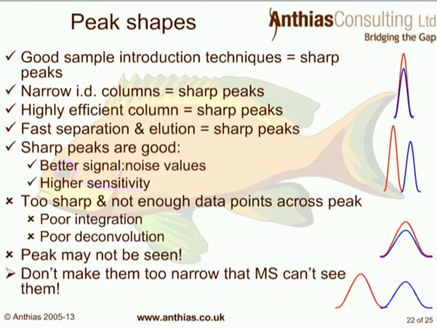So when we're optimizing our GC preparation, yes, we want to have good sharp peaks, but we don't want them so sharp and narrow that the mass spectrometer can't see them because it can't acquire data fast enough to get enough data points across our peaks.